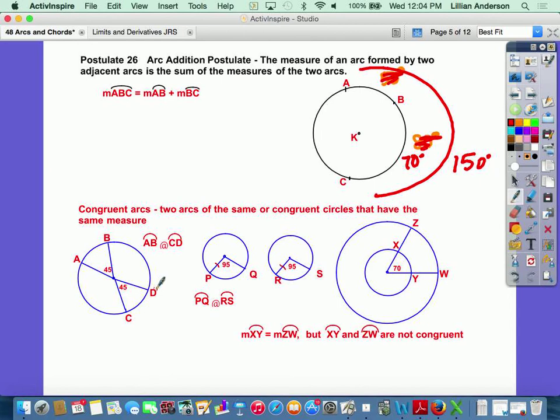A semicircle is half a circle, which is how many degrees? 180. Is a semicircle named with 3 points or 2 points? Well, I didn't go over that, but I need to. It's 3. Okay?